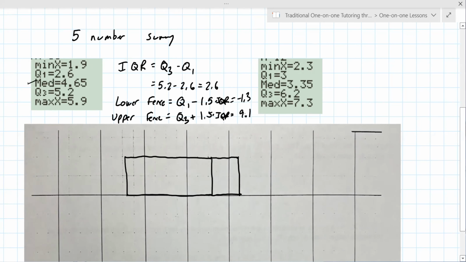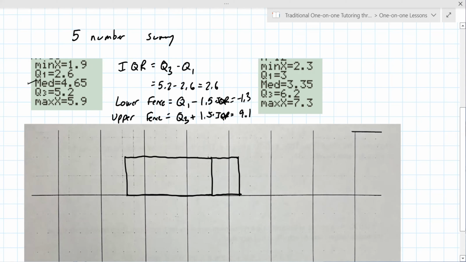So the reason you do that is if there are outliers, which there are not, and I'll say why in a moment. If there are outliers, it affects how you draw this. But you go look at your data set. The min is 1.9. 1.9 is greater than minus 1.3. So there's nothing below minus 1.3. 9.1 is this upper fence. The max is 5.9. So you're fine.